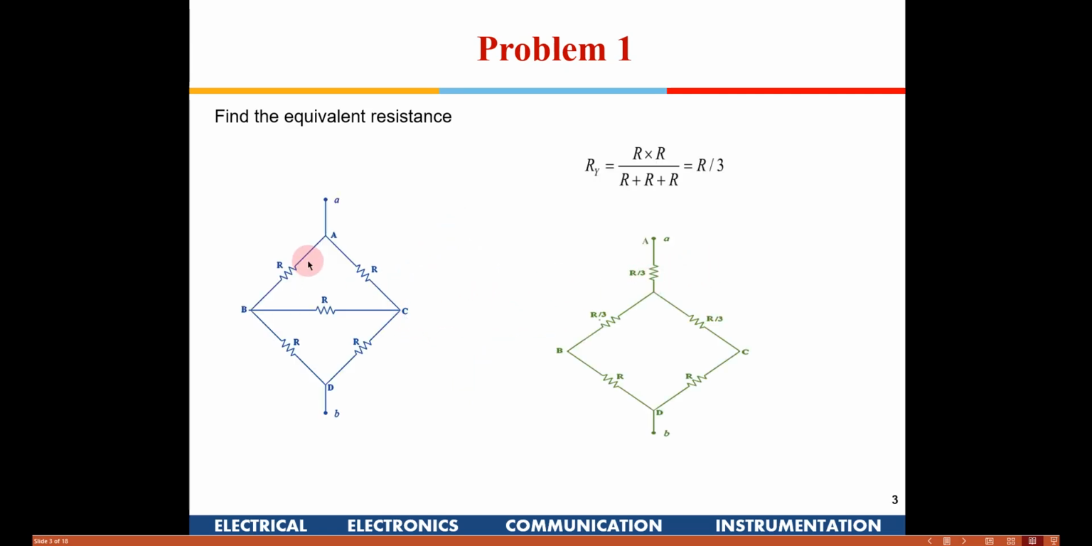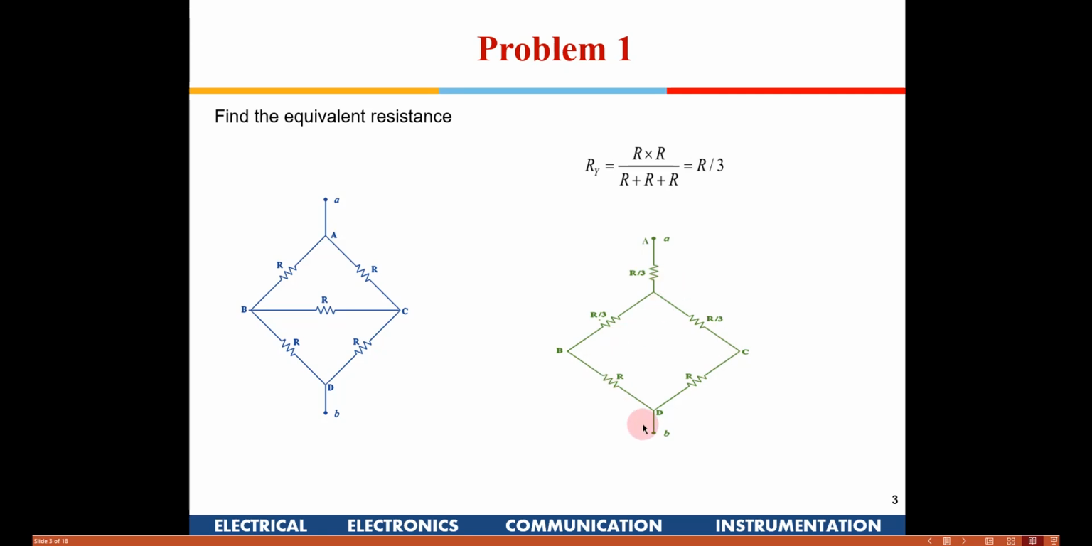Now if you see here, this delta network has been converted into a star. So how to go about making it star? This is R and R. As we discussed in the theory for converting delta to star, it will be R into R divided by R plus R plus R. So that comes out to be R by 3. Since it is symmetrical, there will be one R by 3 here, one R by 3 here, one R by 3 on top. So this delta has now been converted into star.